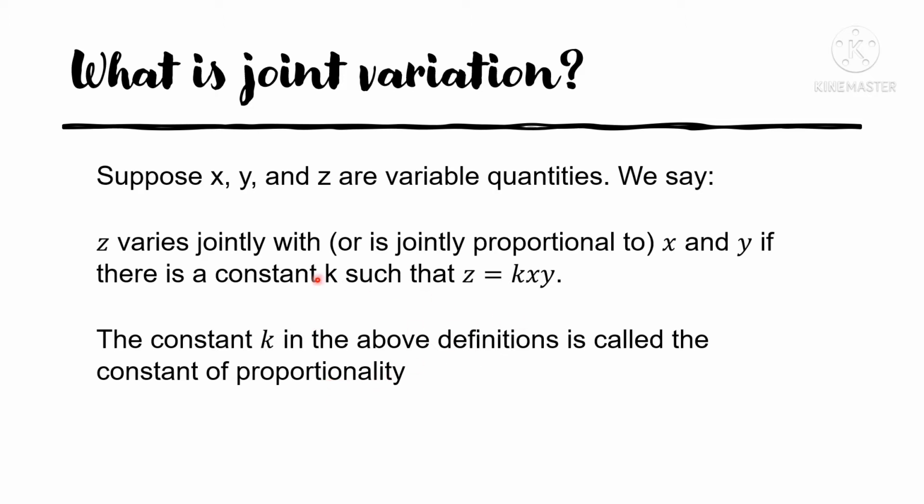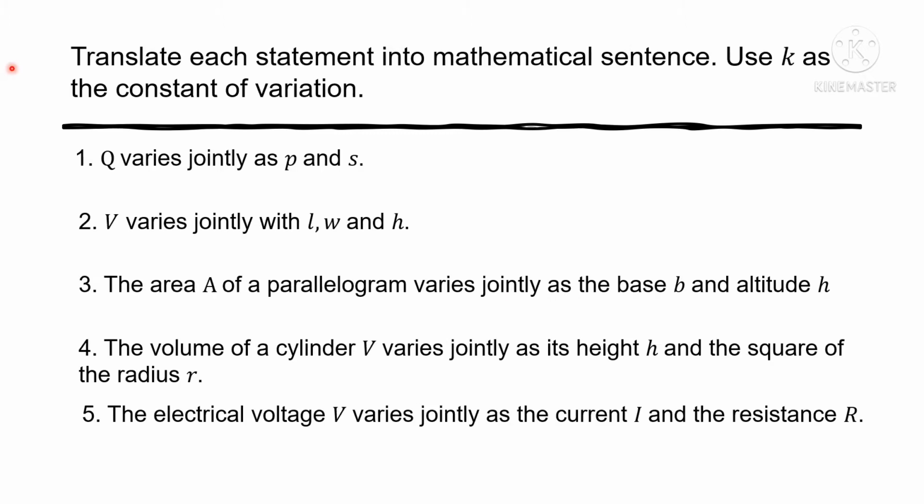Kung i-analyze natin, itong joint variation ay parang direct variation din siya. So, nadagdagan lang yung variable. Diba? Z equals kxy. Let us have exercises.